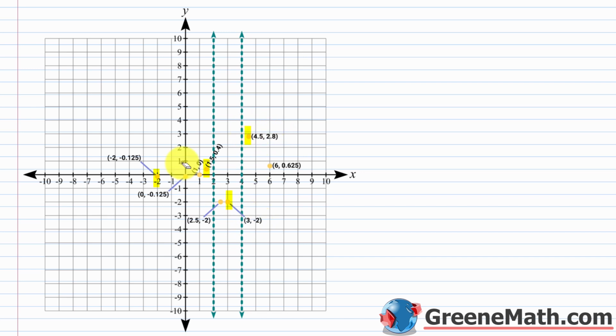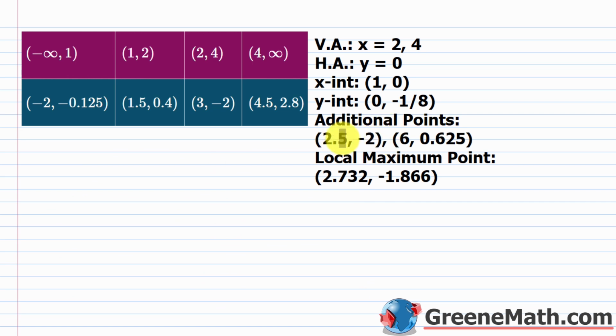Now, you're going to see that I listed, let me erase these, some additional points. So I put in 2.5, negative 2. That's going to be right there. And then I put in 6, 0.625. I just put those in to help. You don't need them, but sometimes with a shape like this, you want them. It just makes it a little bit more accurate. So you'll see I put those as additional points. So 2.5, negative 2, and then 6, 0.625.